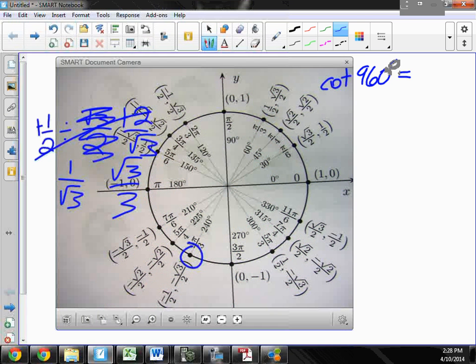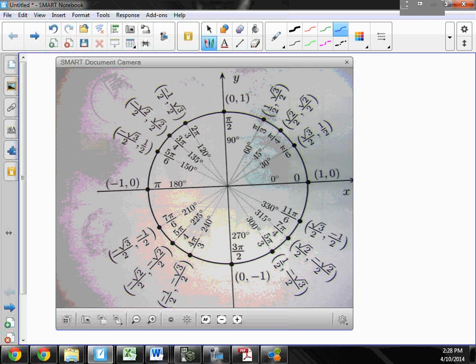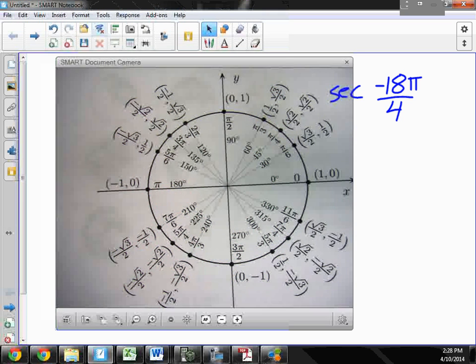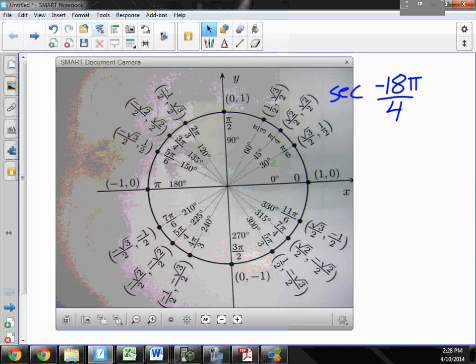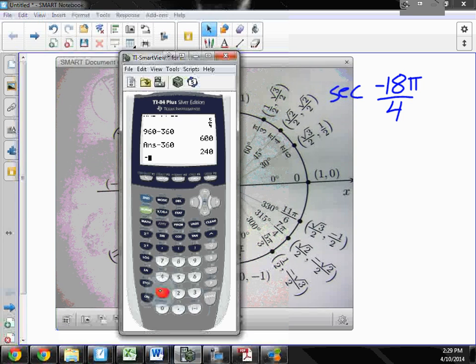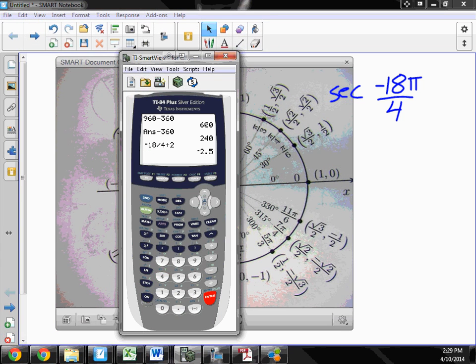Okay. What about the secant of negative 18 pi over 4? Well, I don't see an 18 over 4 on the chart. So what should I do? Add 2 pi. So in my calculator, I'm going to do negative 18 over 4, and I'm going to add 2. And where do I want to get this number?